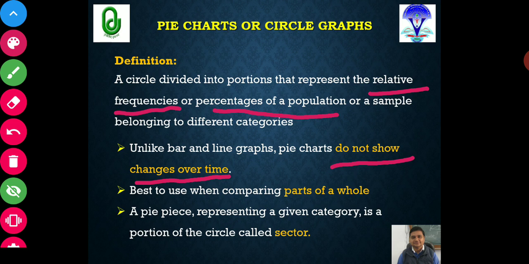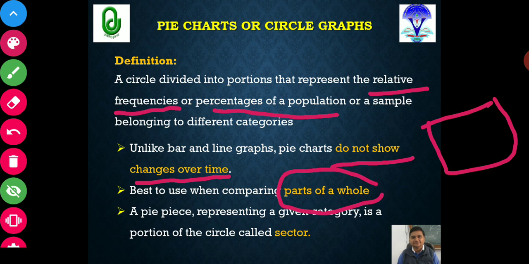Another point is that the pie chart is a two-dimensional chart. Why is it a two-dimensional chart? You have to think about that, and I will tell you later also. Pie diagram is a two-dimensional diagram, whereas bar chart and line graph were one-dimensional diagrams. It is best to use when comparing parts of a whole. So whenever you have to display the proportion or part of a whole, you have to go for pie chart.